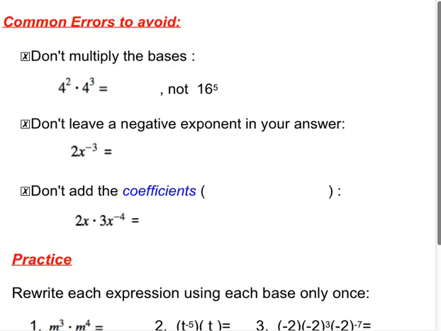So, let's take a look at some cautions, some errors to avoid. First of all, don't actually multiply the bases together. 4 squared times 4 to the 3rd is 4 to the 5th. I can't tell you how many kids I see trying to tell me that that's 16 to the 5th. So please, please do not be that kid. The base does not change. The base stays. So it stays 4, you just add the exponents together.